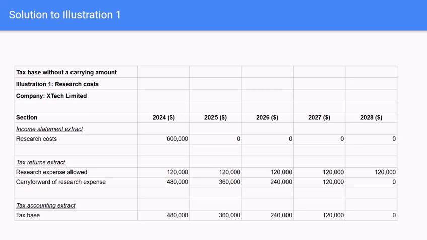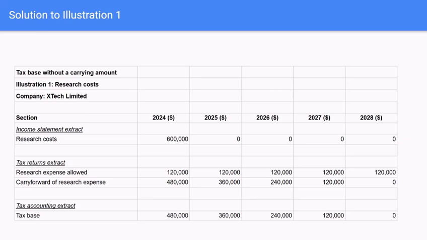So the illustration says that 600K research cost was incurred in 2024, and that's why you can see 600K here. But nothing was incurred in the remaining 4 years, and that's why you see zero all through. The tax law says you have to deduct this expense evenly across 5 years from the year when you incurred them. And so 600K divided by 5 is 120K. And that's why the research expense allowed in the tax returns is 120K across each year from 2024 to 2028.